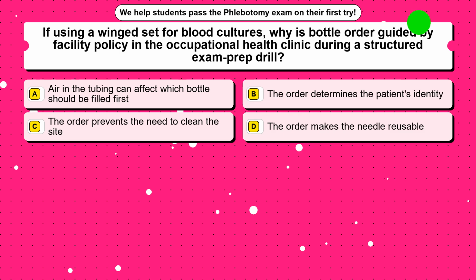Question 44. If using a winged set for blood cultures, why is bottle order guided by facility policy in the occupational health clinic during a structured exam prep drill? Option A. Air in the tubing can affect which bottle should be filled first. Option B. The order determines the patient's identity. Option C. The order prevents the need to clean the site. Option D. The order makes the needle reusable.